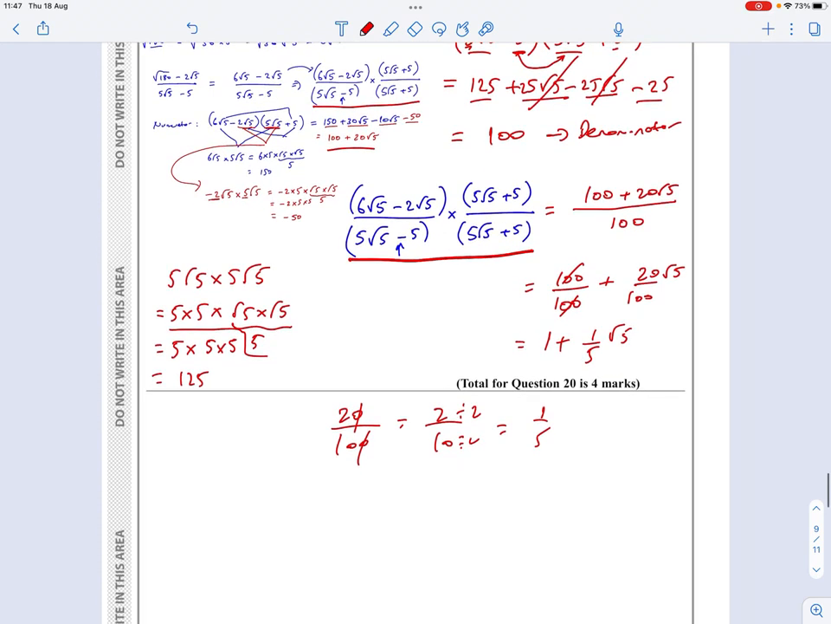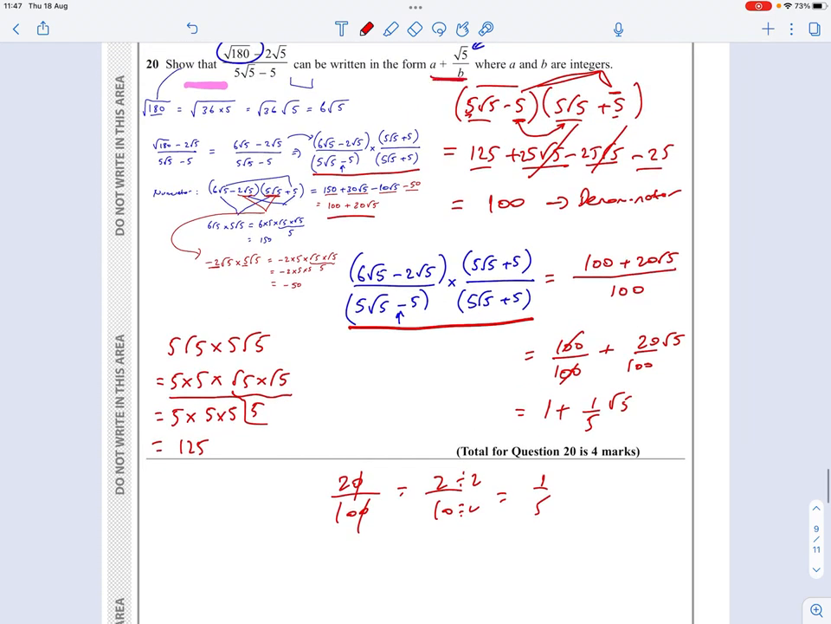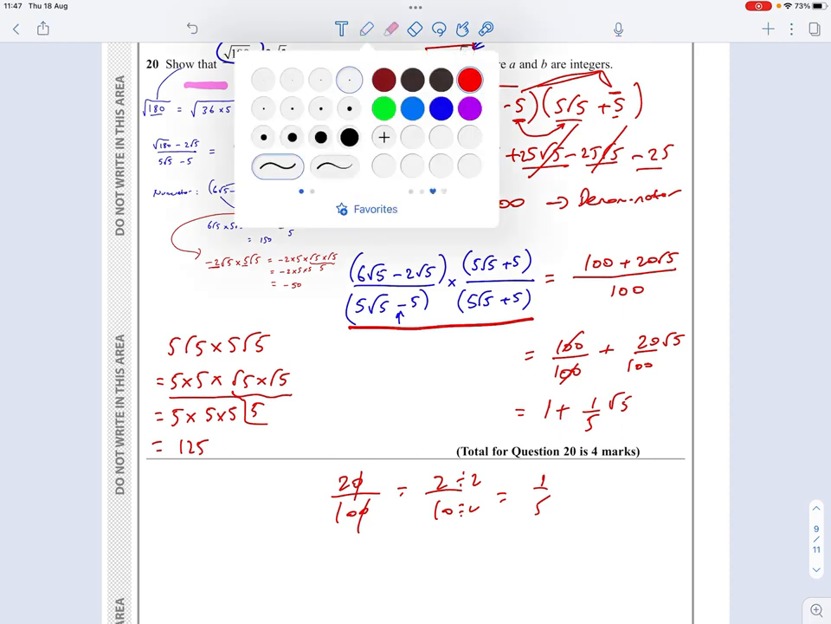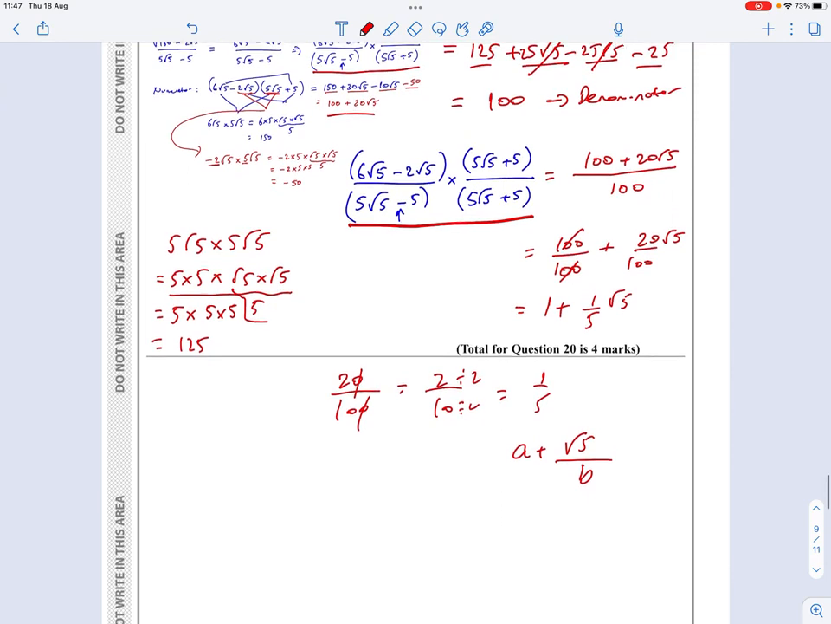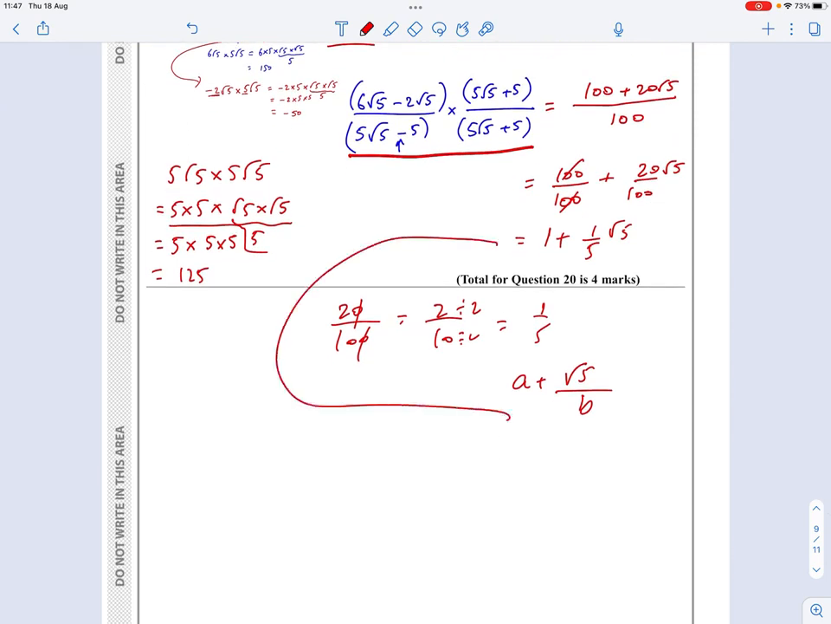Now, the form that they wanted us to write this in was a plus root 5 over b. What we wrote is in that form, which is the same as 1 plus root 5 over 5. By comparison, a is 1 and b is 5.